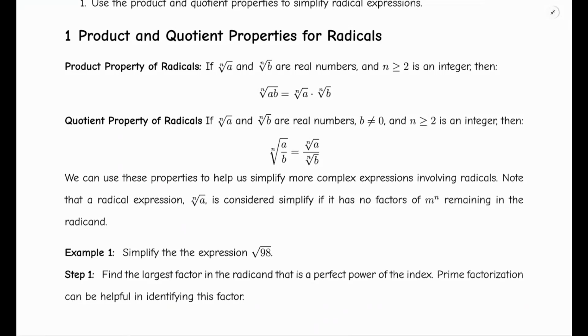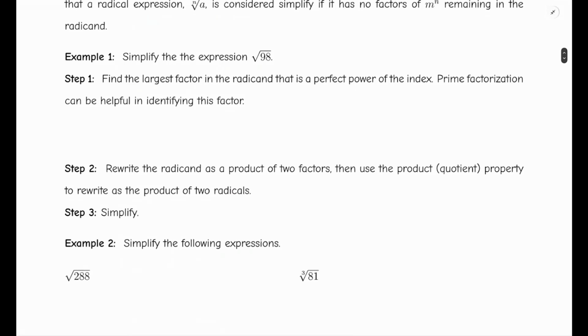Example 1. Simplify the expression the square root of 98. The reason this example is different than the previous section is there is actually no integer number multiplied by itself that equals 98. So step 1 is to find the largest factor in the radicand that is a perfect power of the index. Prime factorization can be helpful in identifying this factor.